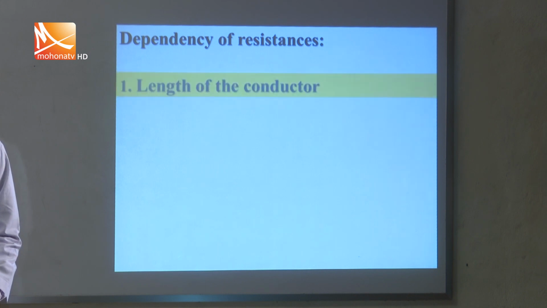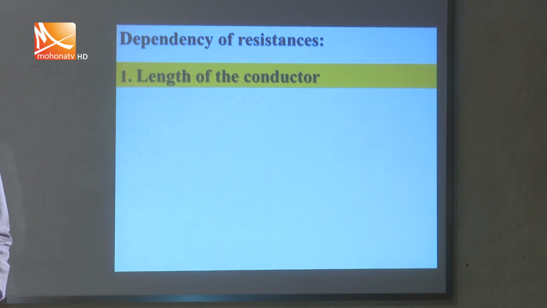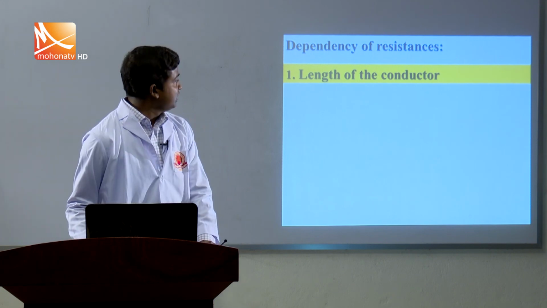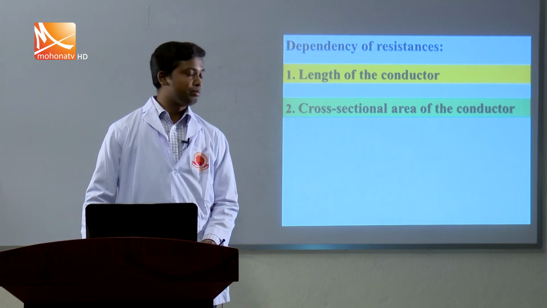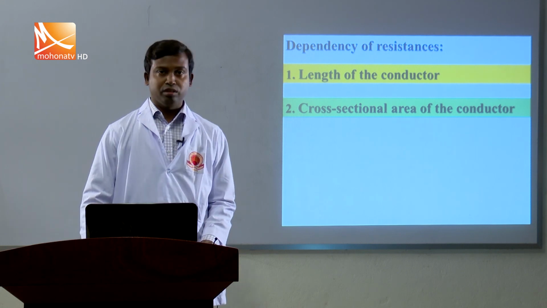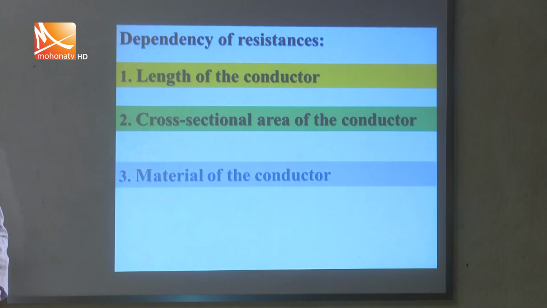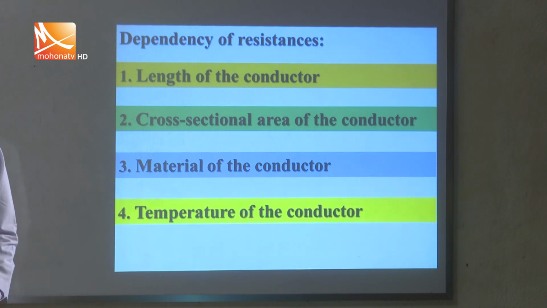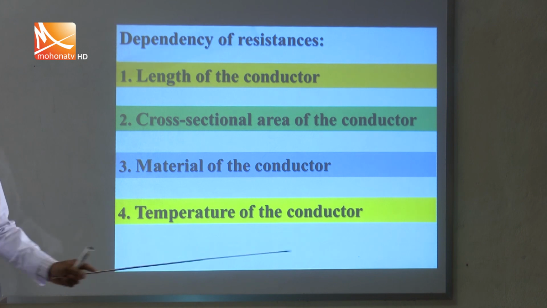You know that there are 4 factors on which the resistance of a material depends. Number 1, the length of the conductor. That means whether the length is short or long, on which resistance basically depends. Number 2, the cross sectional area of the conductor. That means the conductor is thin or coarse. And number 3, the material of the conductor. That means which material the conductor is made of, whether it is copper or silver or aluminum. And the fourth one, the temperature of the conductor. So basically our today's lecture depends on the temperature of the conductors.